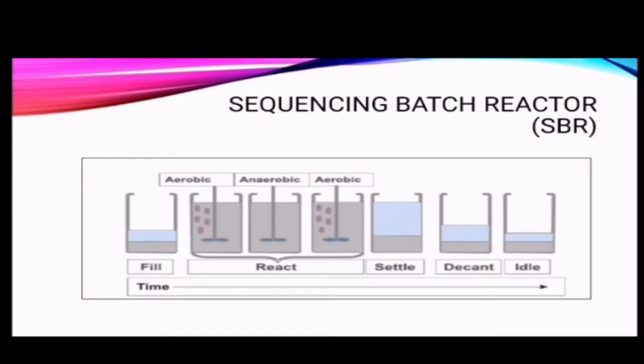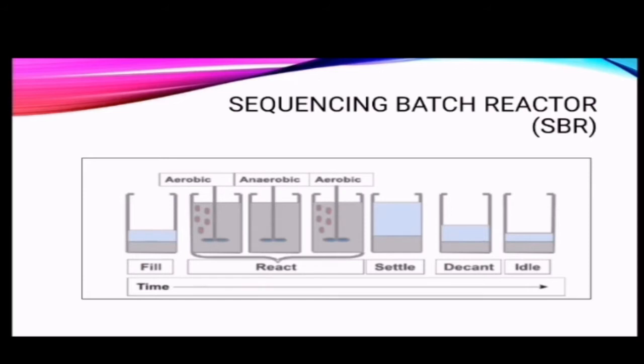SBR consists of the following process stages that are shown in the slide. We start with the fill, react, settle, decant and idle. At the fill stage, influent wastewater is added to the tank. At the react stage, the water is mixed in 3 different phases, which are aerobic, then anaerobic and back to aerobic. For the settle stage, the sediment will settle at the bottom of the tank.